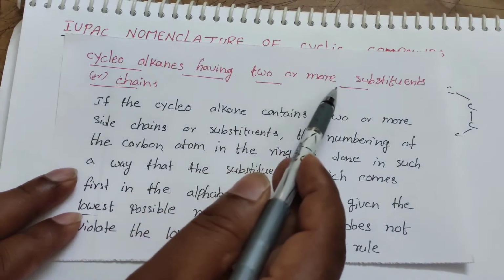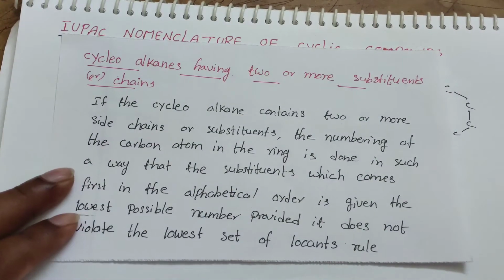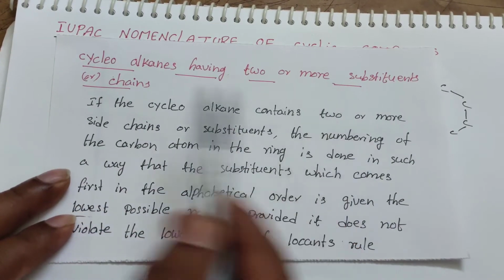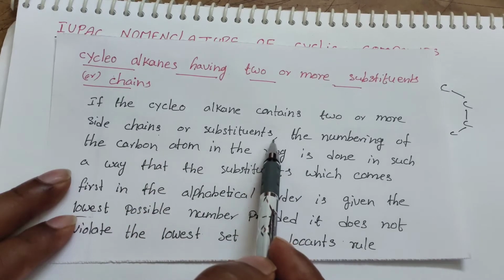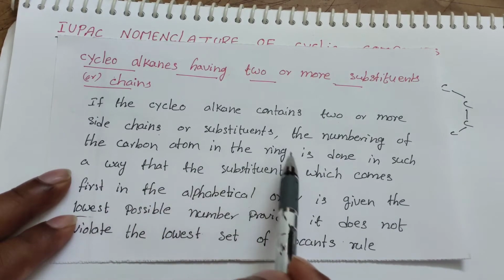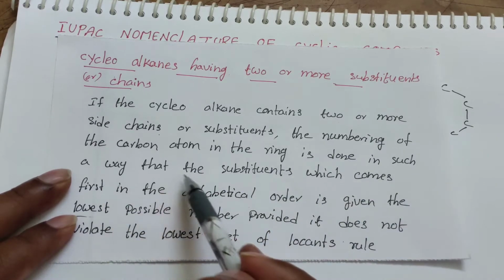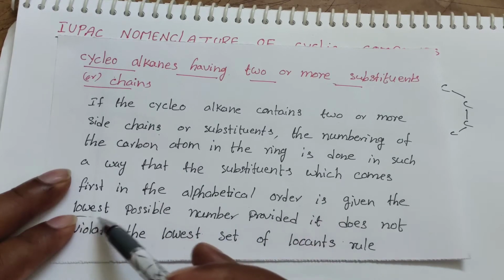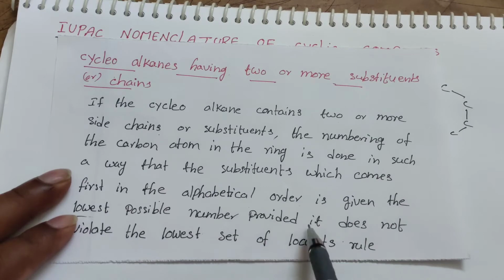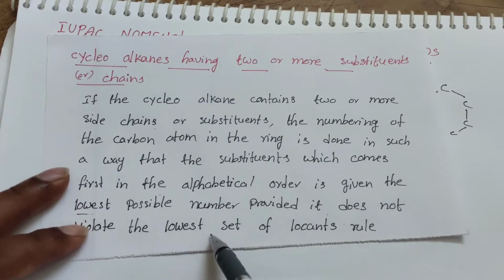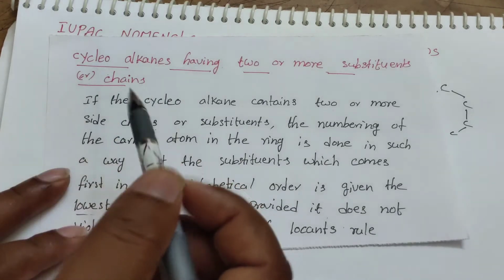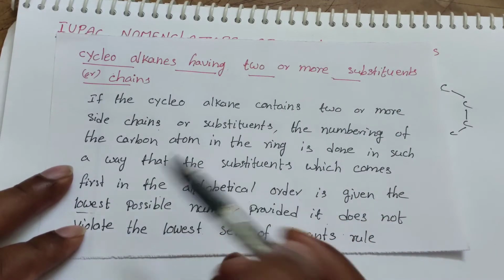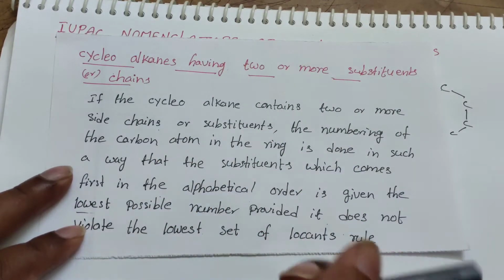And next one, in case the cycloalkanes have 2 or more substituents or chains, how do we give the naming? If the cycloalkane contains 2 or more side chains or substituents, the numbering of the carbon atoms in the ring is done in such a way that the substituent which comes first in alphabetical order is given the lowest possible number, without violating the lowest set of locants rule. So in a cyclic compound there may be substituents, and they should be assigned the lowest numbers.